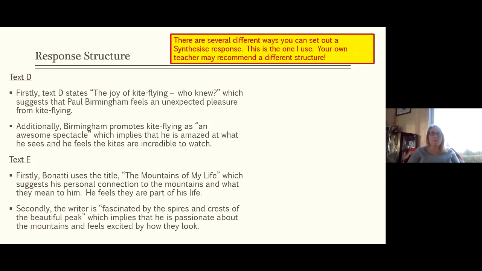So again, I've got my feels verb in there because I want to show the examiner that I understand what the question is, and that's what I'm focusing in on.